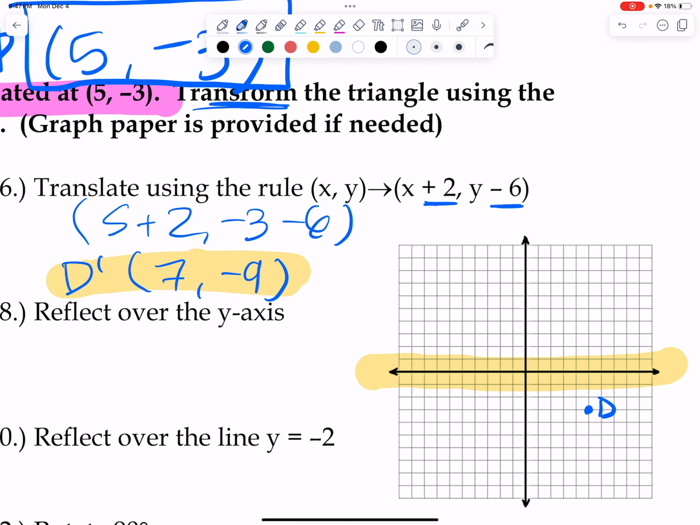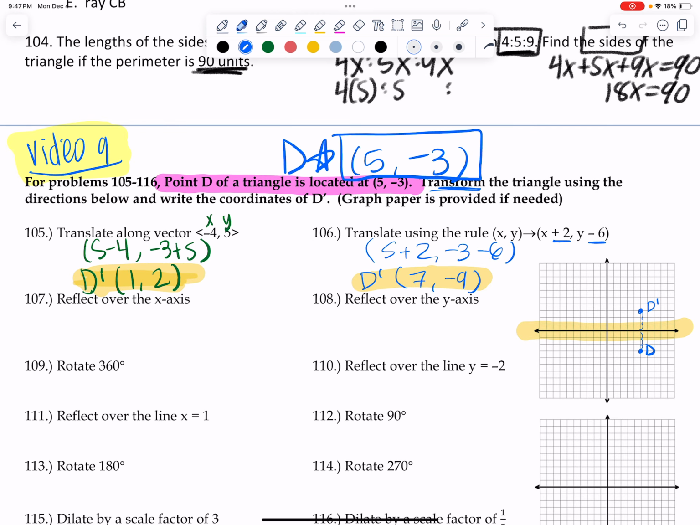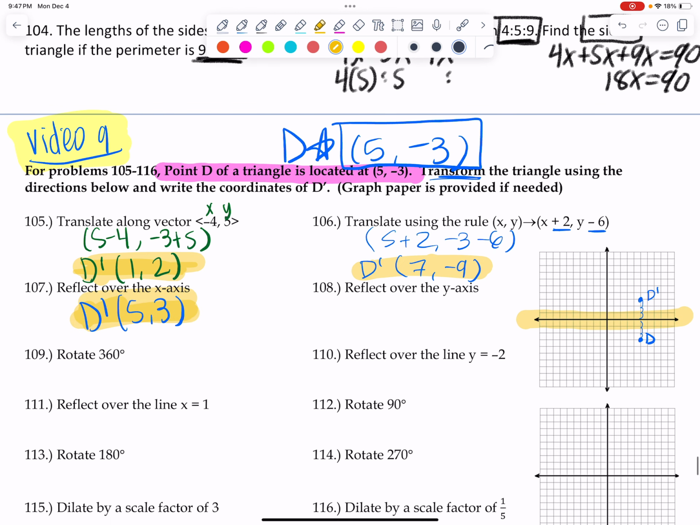D prime over the x-axis would be 1, 2, 3 above that line. So D prime is going to be, instead of (5, -3), it's going to be at (5, 3). D prime is going to be at (5, 3). Okay? So if you don't want to have to memorize that rule, you can always graph it out. Ask me for graph paper on the exam if you would like.